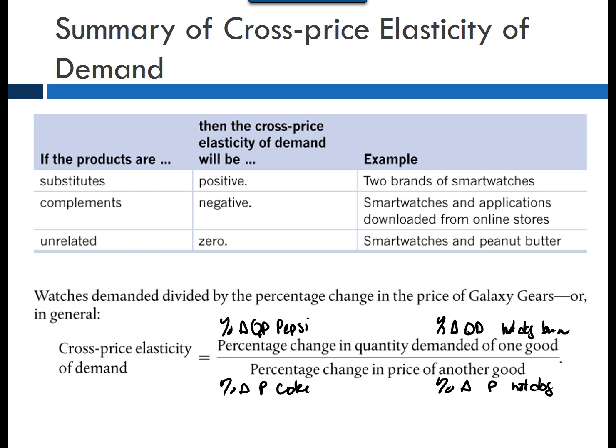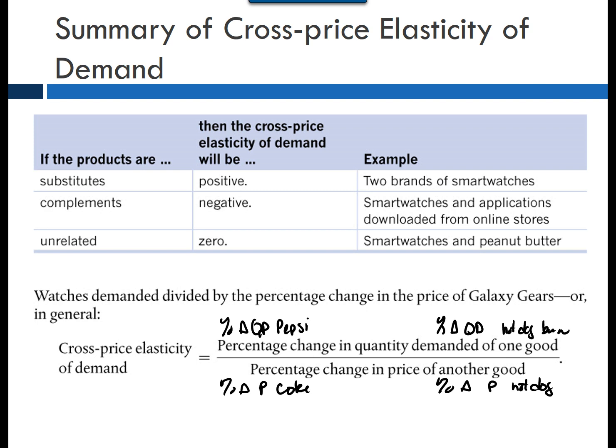And the midpoint formula is exactly the same, except I'm just going to use the price of a different good. Now again, the sign matters here. In price elasticity of demand, we were talking about absolute values and we just ignored the negative sign. But now it matters. So if you get a positive number, then they're substitutes. If you get a negative number, they're complements.